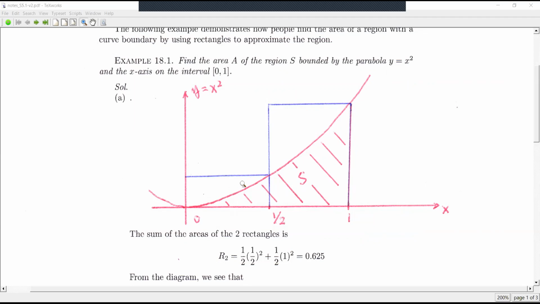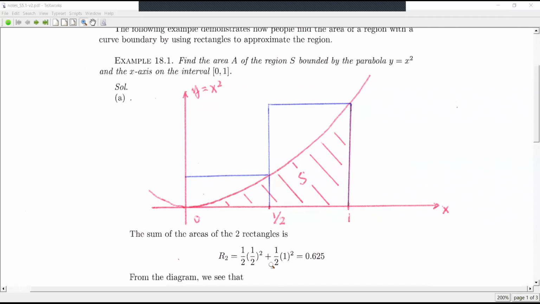The first rectangle area is base times height. Base is 1/2. Height, function value at 1/2. It is 1/2 squared. So base times height, this number is the area of the first rectangle. Now, area of the second rectangle is base 1/2 times height, function value at 1. So this number is area of the second rectangle.